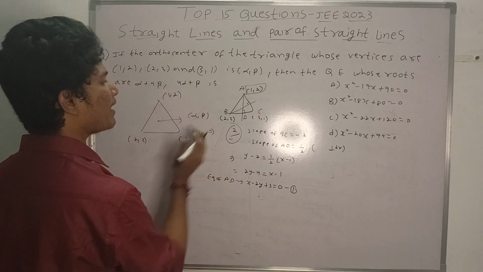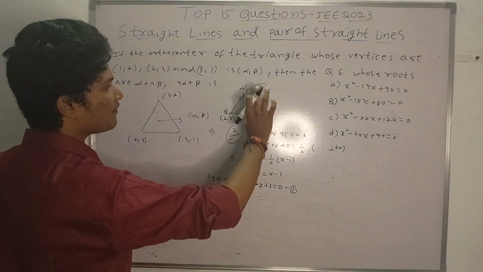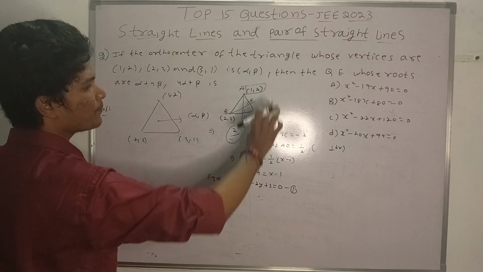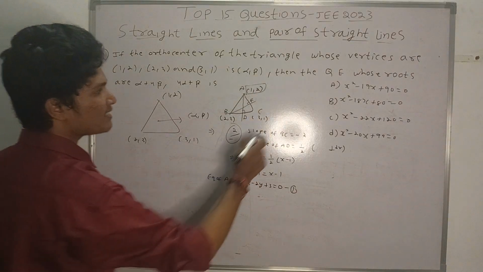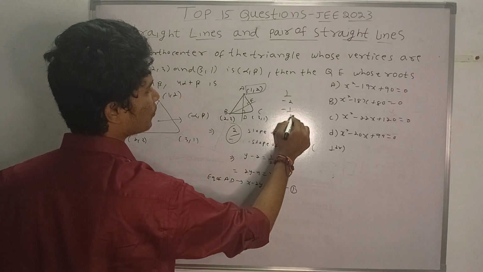Now suppose this is the point F, I have to find the equation of BF. So BF is the altitude on AC, what is the slope of AC? That is 2 minus 1, 1, and this is minus 2, that is minus 1 by 2.